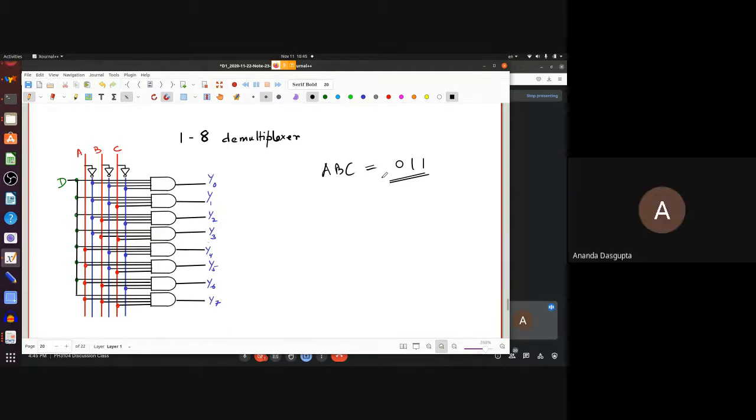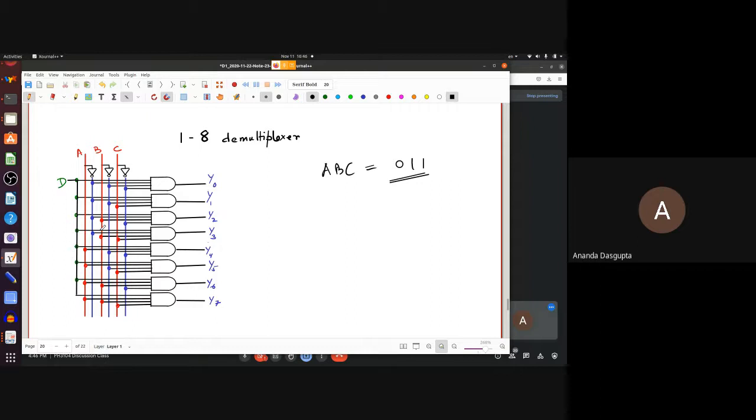Okay, so in fact, you can easily check that all of them will be 0 except for Y3. The point is all the others will definitely be 0. But what will Y3 be? For this gate, there are 3 inputs coming from A bar, B, and C, right? And for this particular input combination, ABC equals 0, 1, 1, all 3 of these inputs are high. So what will the output be? Output should be high.